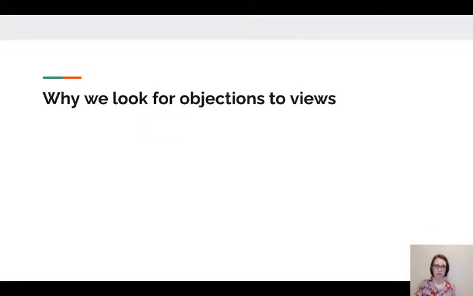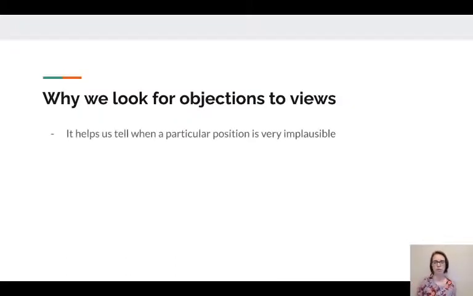All right, and the final little pep talk topic here is I just want to say a little bit about why we look for objections to views. So you will find in this course that we do spend a lot of time trying to come up with objections to the various positions that we're considering. And this is why we do it. One reason is that it helps us to tell when a particular position is implausible. That's clear. So if there's an objection to a view that defeats the view, then we know the view is implausible and we shouldn't accept it.